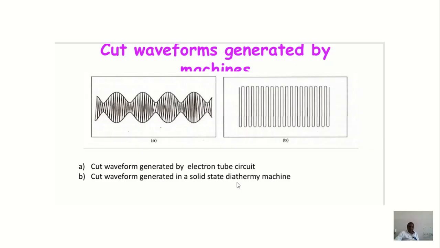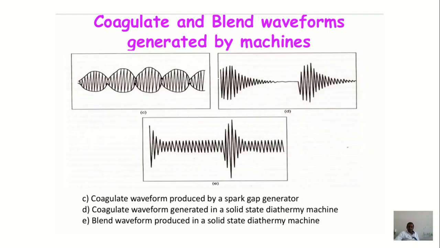Different manufacturers of the machines use different waveforms for cutting. Some coagulate and blend waveforms are generated by the machine. On this screen you can see the coagulated waveform and the blend waveform used for the hemostasis mode. This first one is the coagulated waveform used in the diathermy machine. This is called the blended waveform.